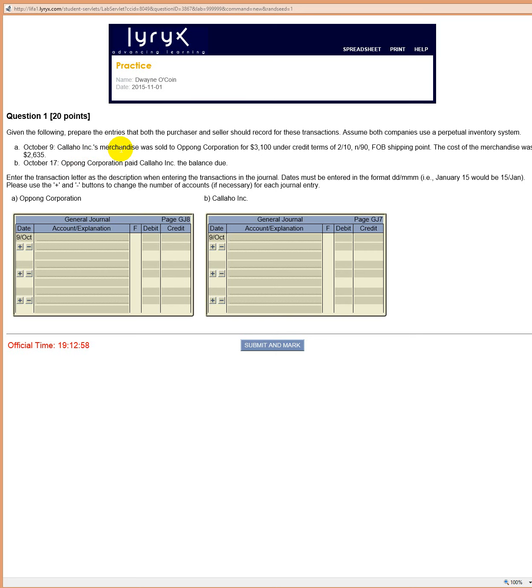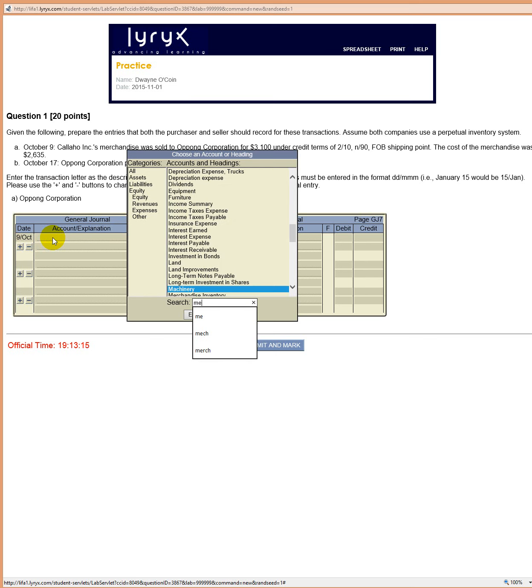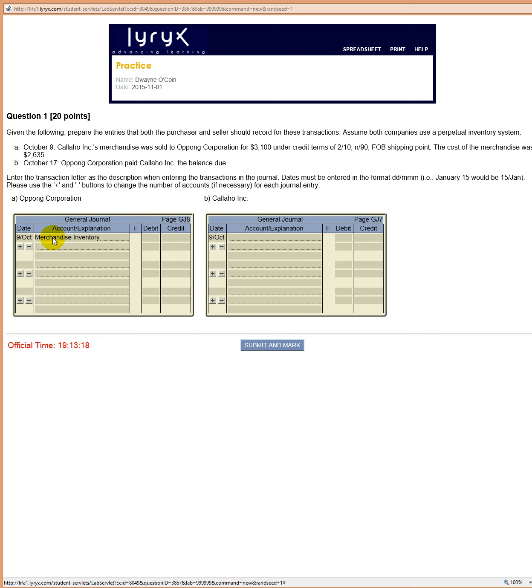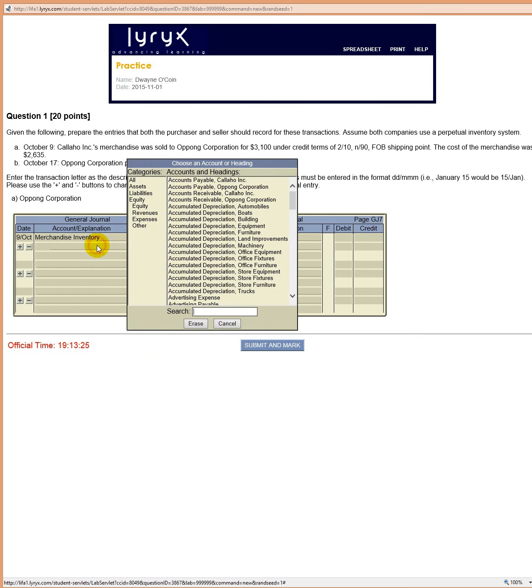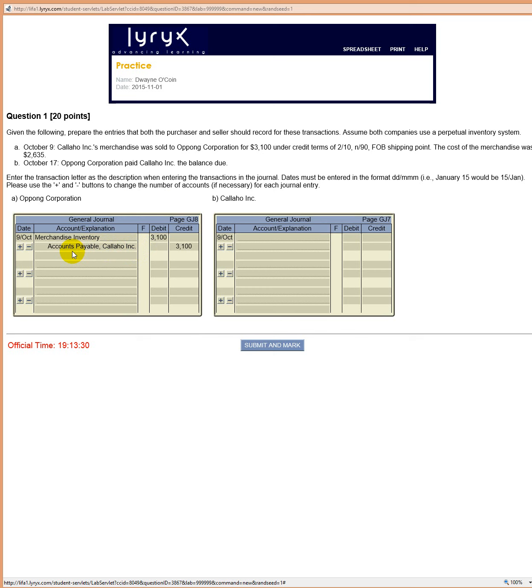Callahoo Inc.'s merchandise was sold to Opong for $3,100 under credit terms of 2/10, n/90, FOB shipping point. So as soon as it left Callahoo, it became Opong's merchandise. The cost of the merchandise was $2,635. So Opong records merchandise inventory for what they paid for it, which is $3,100. And of course, they set up an accounts payable to Callahoo for the $3,100, and that's transaction A.